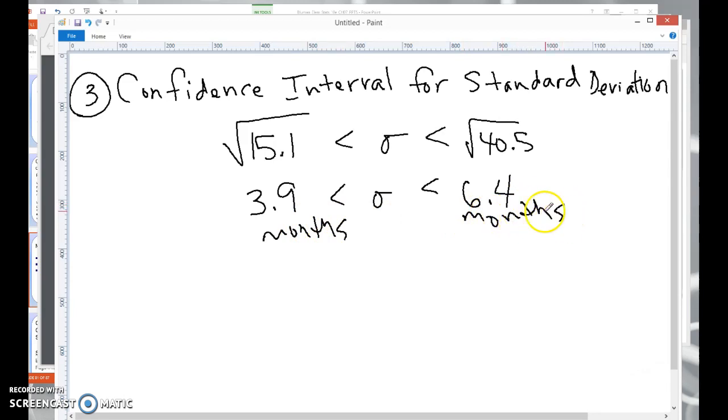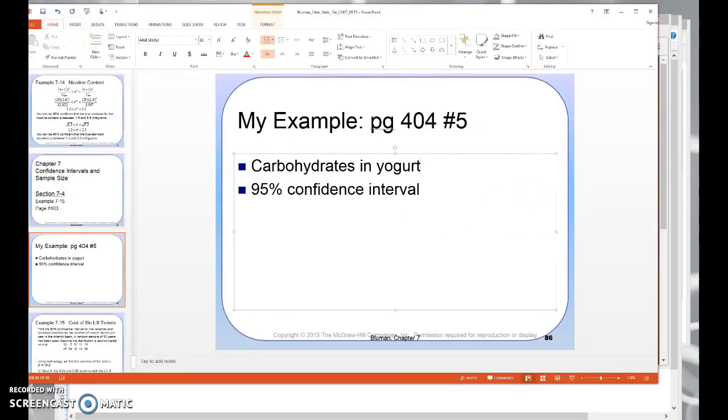This next example comes from page 404, number 5, talking about carbohydrates in yogurt. You'll notice with this particular problem, it gives you various data of all different types of yogurt and all the carbohydrates in there. What we're going to do is enter in those values into our calculator. So please pause the video as you enter the values, and then we'll continue.